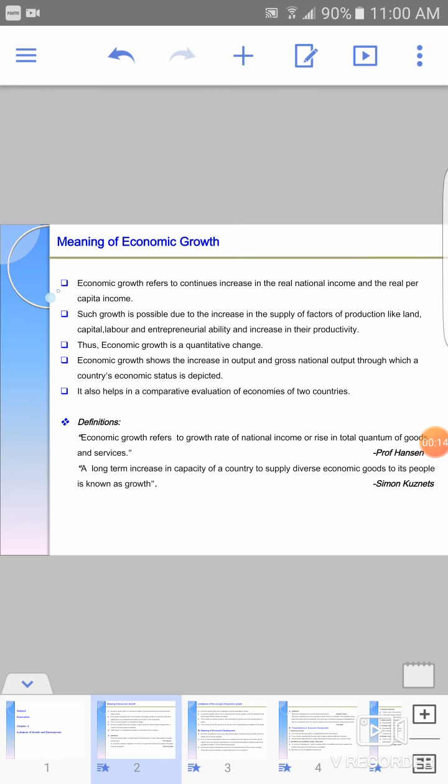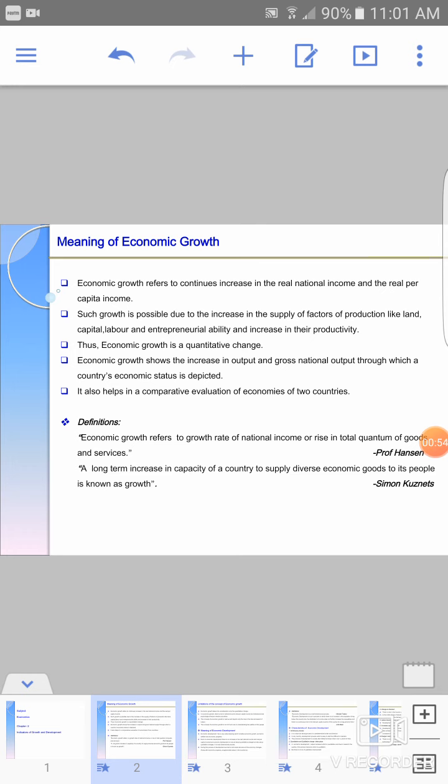So first we'll understand what is the meaning of economic growth. Economic growth refers to continuous increase in the real national income and the real per capita income. For that we need to understand what is national income first and foremost. National income is production of goods and services in a year in a country is called national income. And what is per capita income? Per capita income is gross national income divided by the total population of a country.